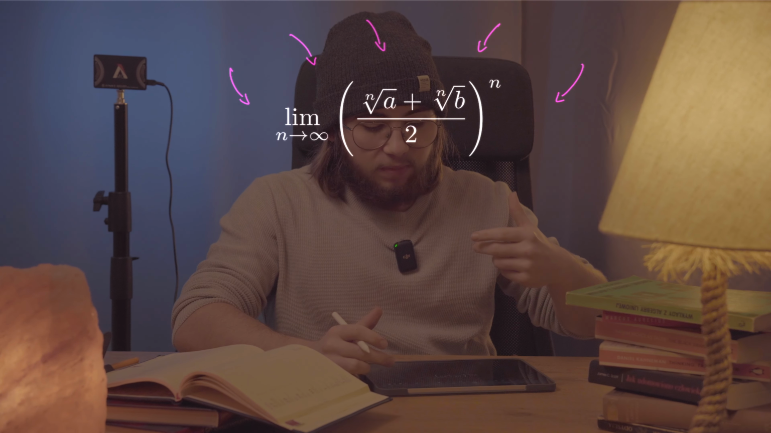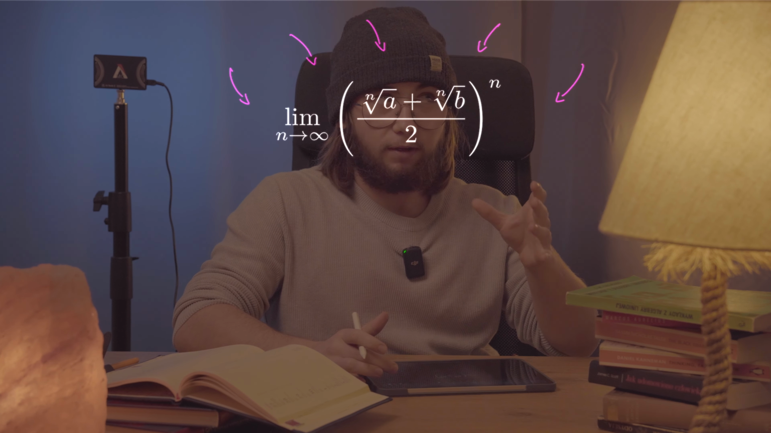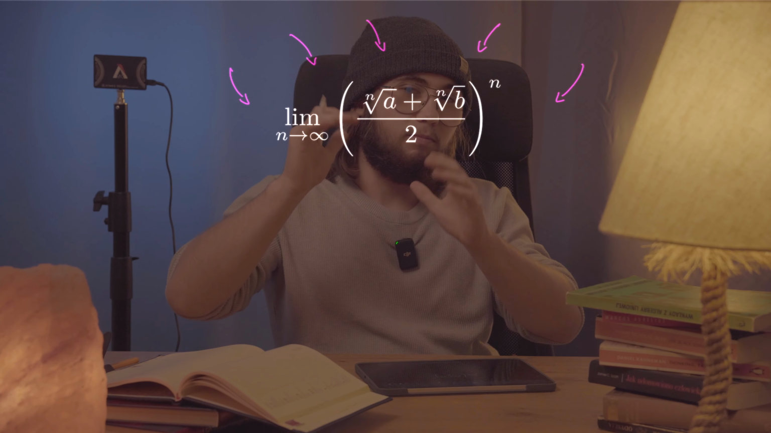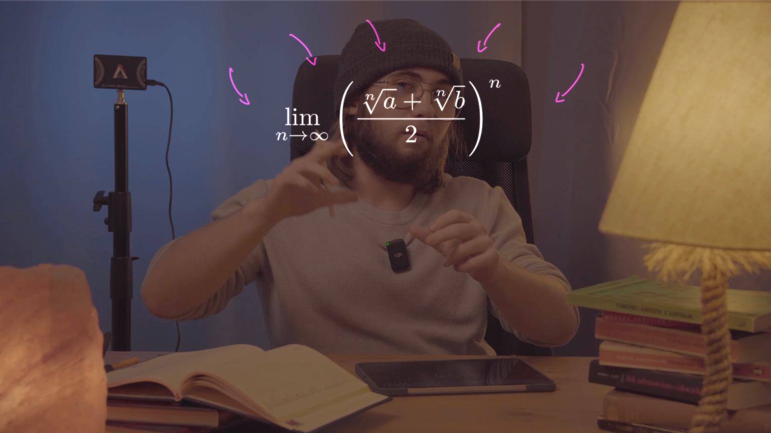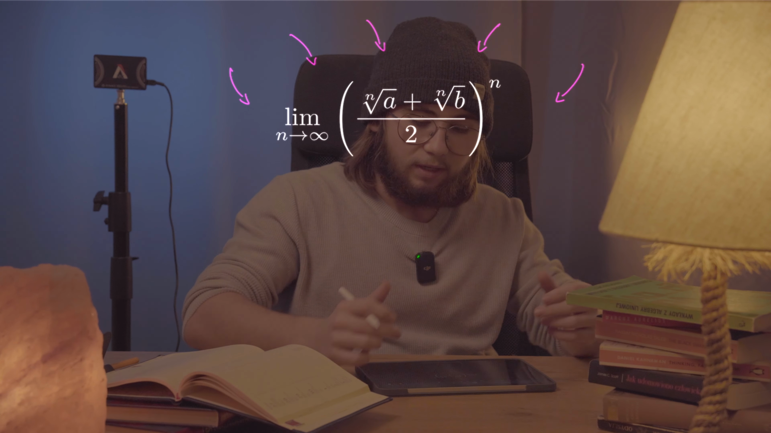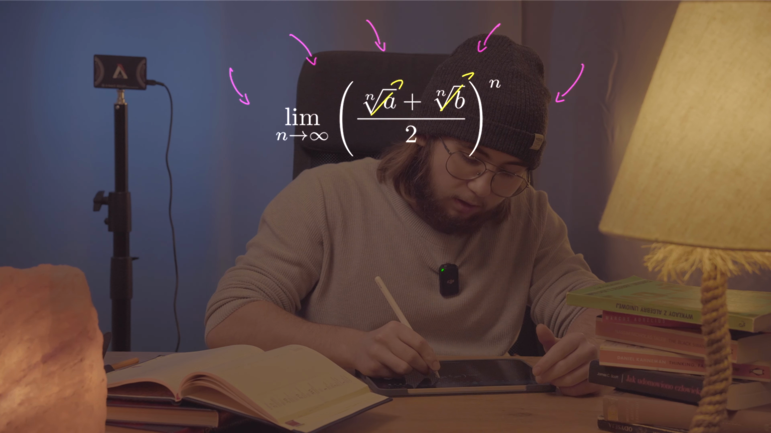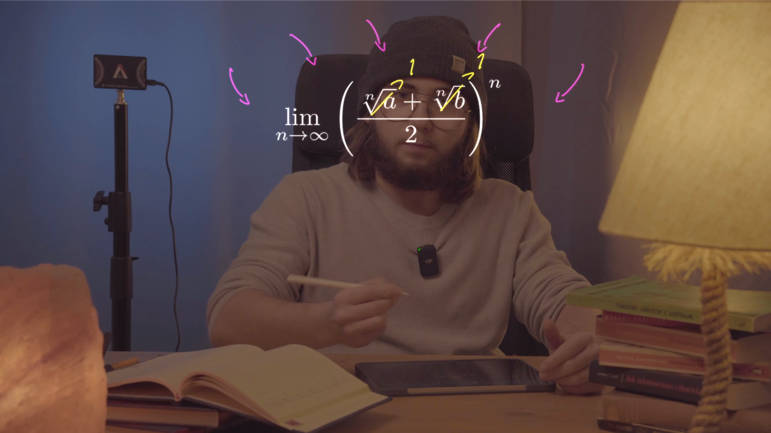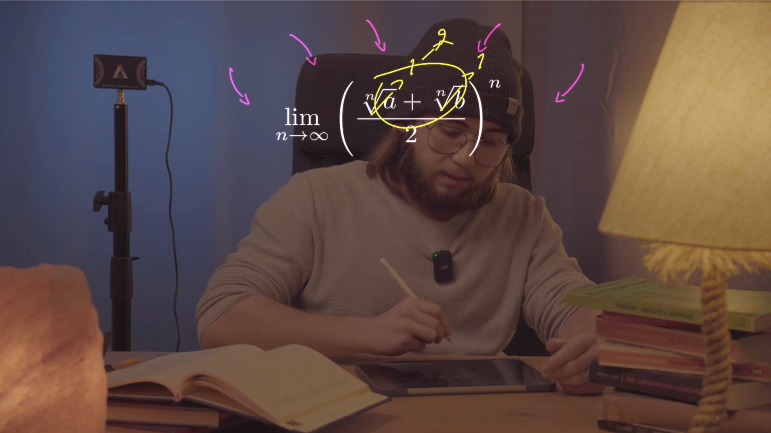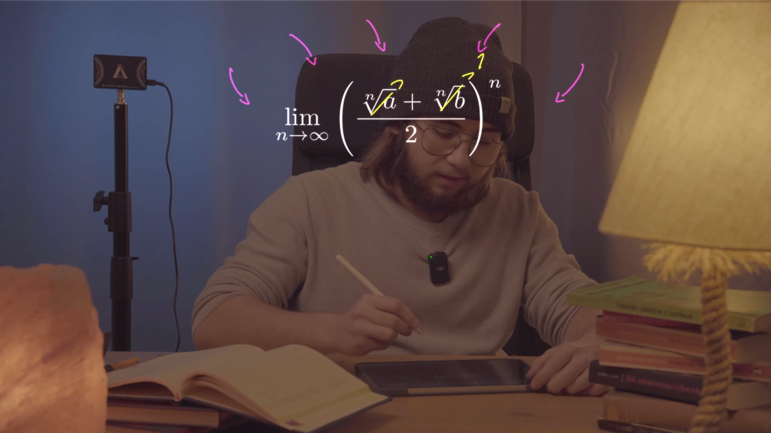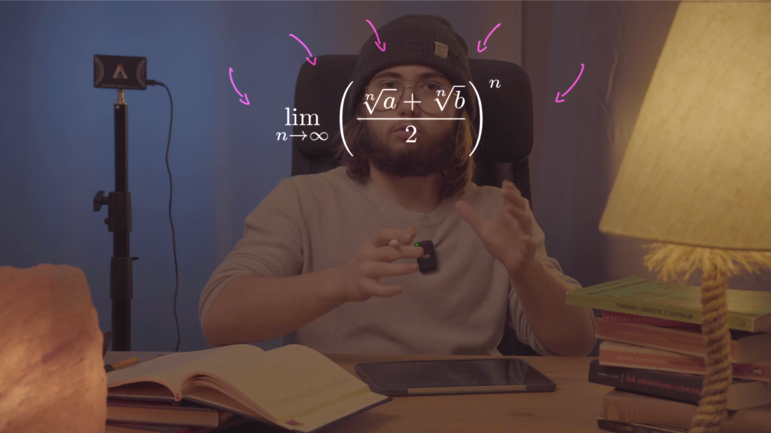So as you can see, as n is approaching infinity, the nth root of something, which is the 1 over nth power of that something, is going to approach that something to the power of 0, which is 1. And so this a and this b under those roots are going to approach 1 each. So this entire numerator is going to approach 2, and that means that this parenthesized expression under the nth power is going to approach 2 over 2, which is 1.